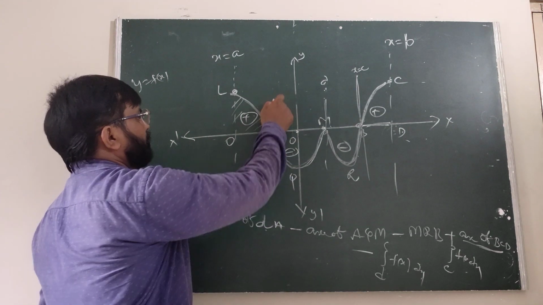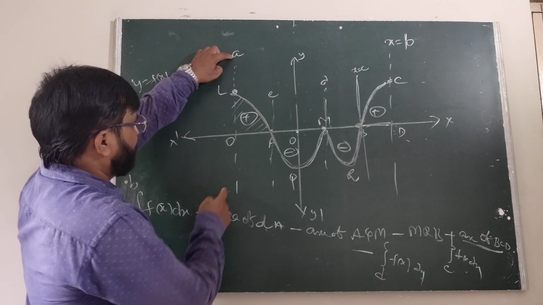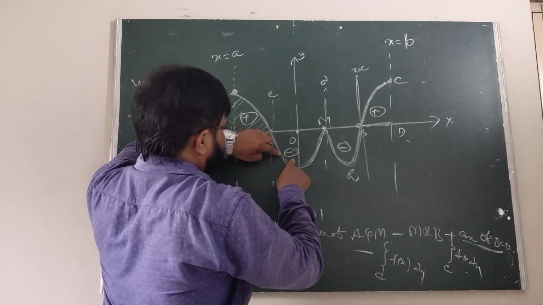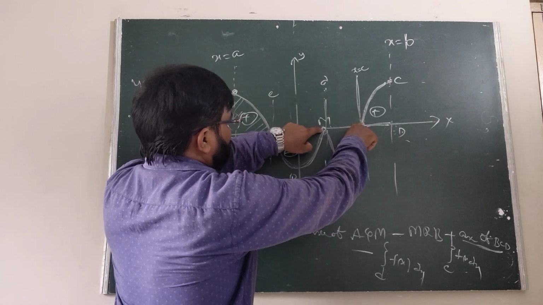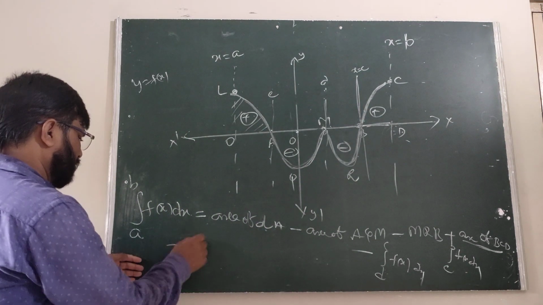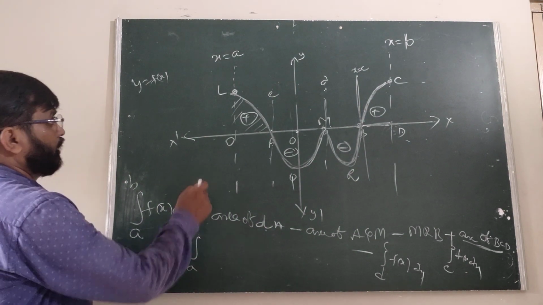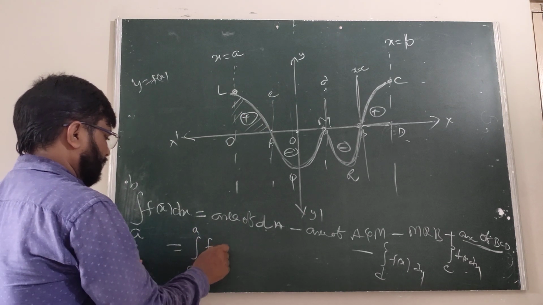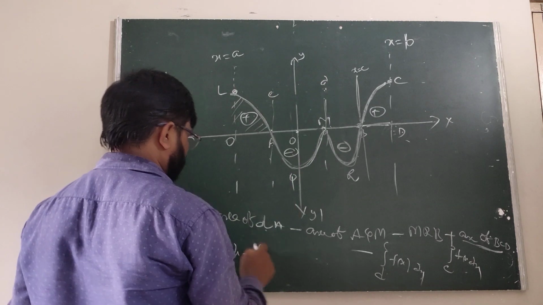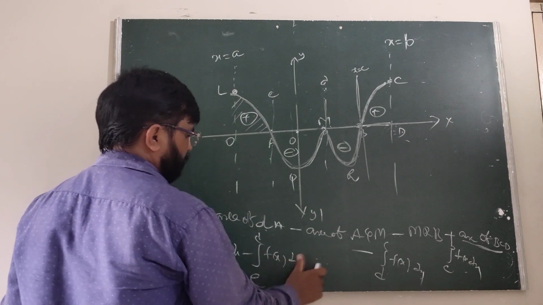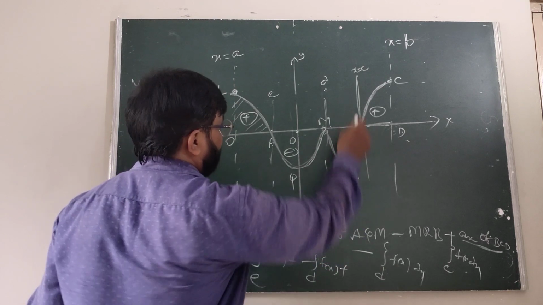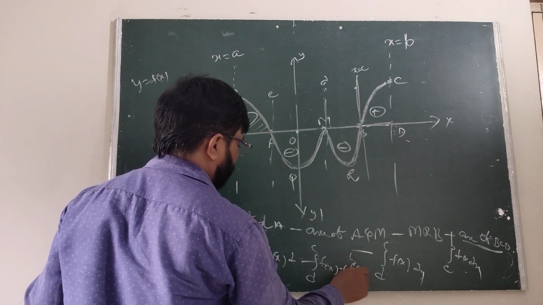Suppose there is some e. Now you can write the integral from a to e of f of x dx, the integral from e to d of f of x dx, with a minus: minus the integral from d to c of f of x dx, plus the integral from c to b of f of x dx. How to write this one? This is the integral from a to e of f of x dx, minus the integral from e to d of f of x dx, minus the integral from d to c of f of x dx, plus the integral from c to b of f of x dx.